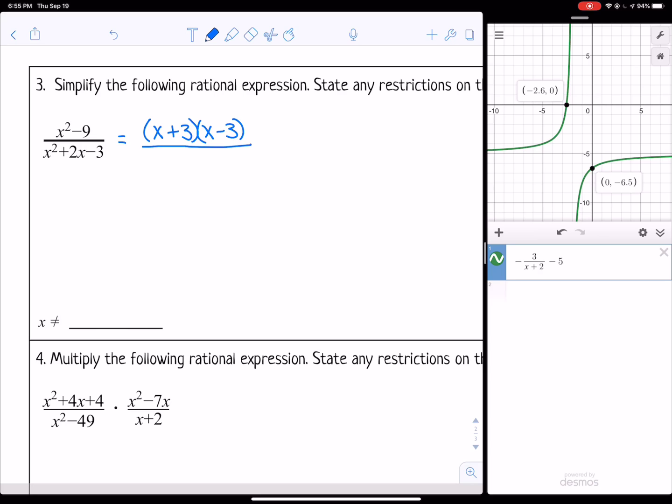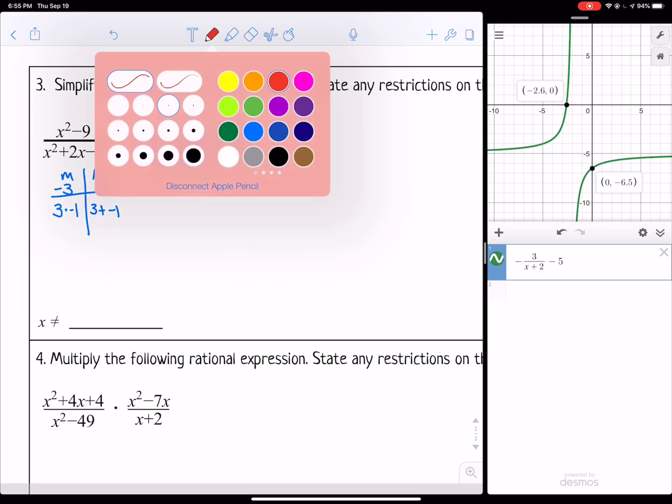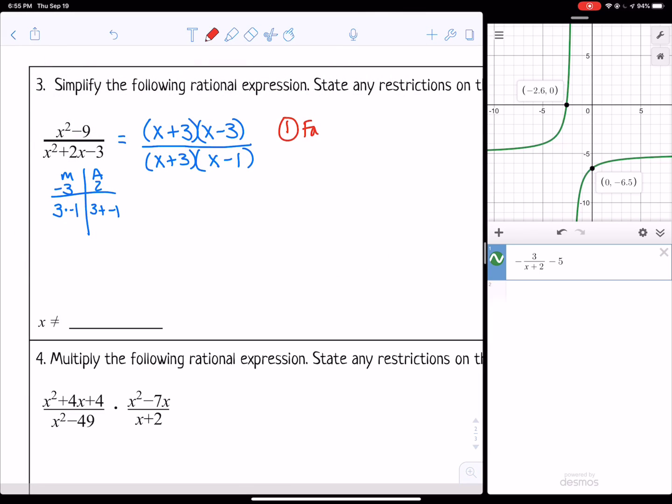And then in the denominator, I need to figure out what will multiply to give me negative 3 and add to give me 2. That would be 3 times negative 1, because 3 plus negative 1 equals 2. So I'm going to write x plus 3 and x minus 1 for my factors. Then you want to see what would cancel out. Factor first is definitely the right thing to do to start out.